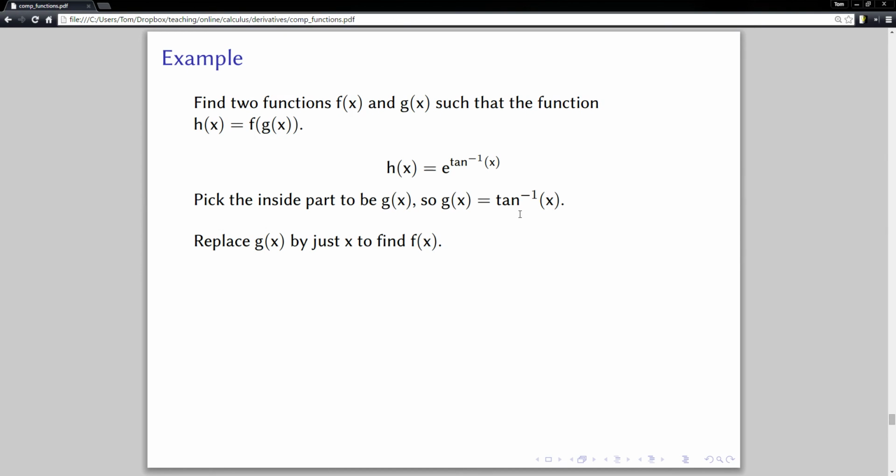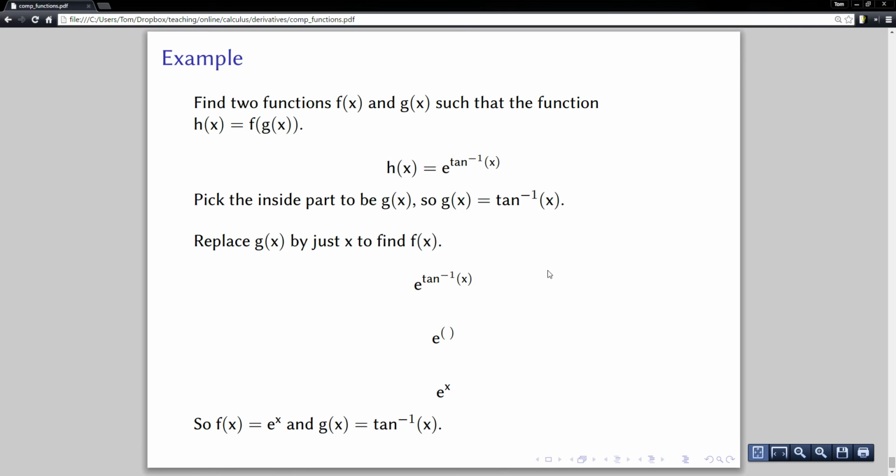Once you've identified the inside part, you can just replace that inside part with x to identify what the outside part is. So I had e to the tan inverse x, pop that out, put parentheses there to hold that space, and then put an x back in that space. And so the outside part, or f of x in this case, is e to the x, and the inside part, g of x, is tan inverse x. So this is a skill that you really have to be good at in order to use the chain rule, which is the next rule that we will talk about. This is good practice for that rule.